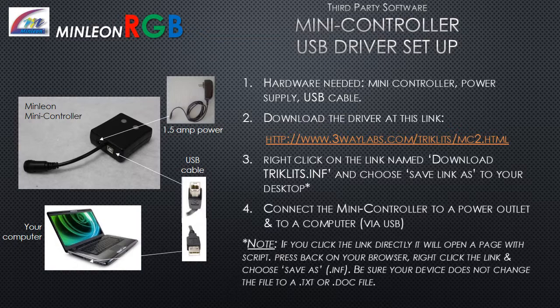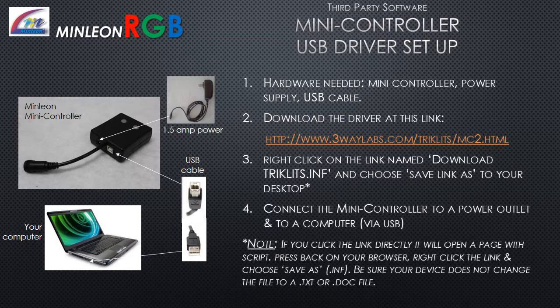Click on the link named downloadtricklets.inf and choose Save Link As to your desktop. Note, if you click the link directly, it will open a page with script. Press back on your browser, right-click the link, and choose Save As. Be sure your device does not change the file to a text or document file.